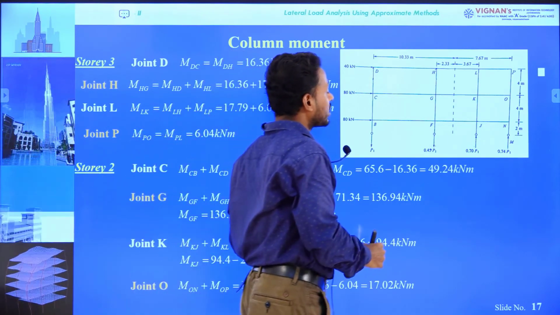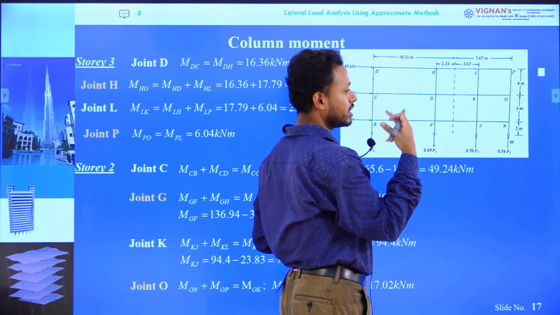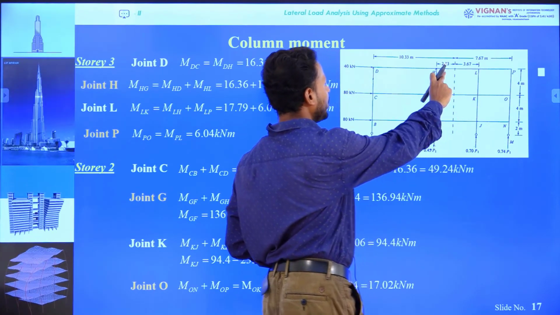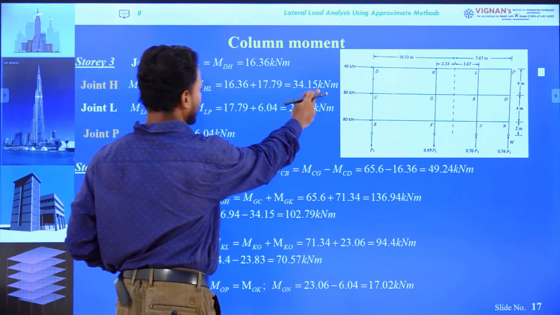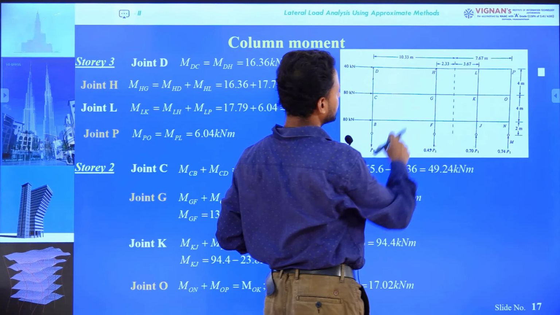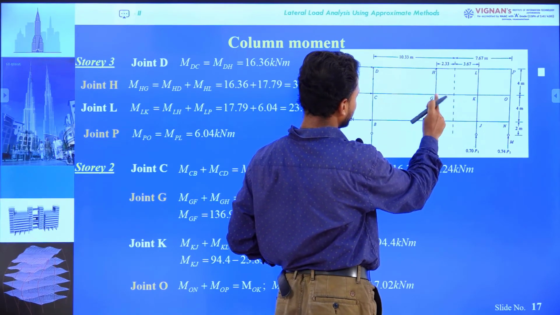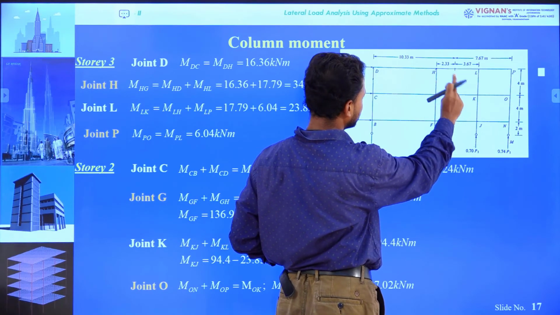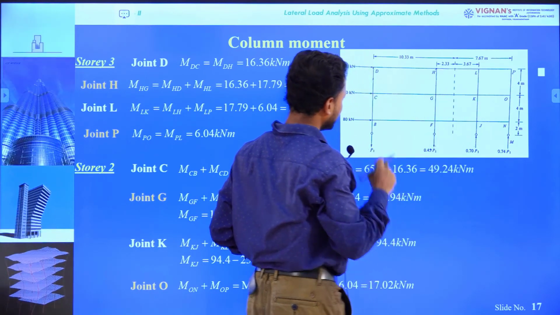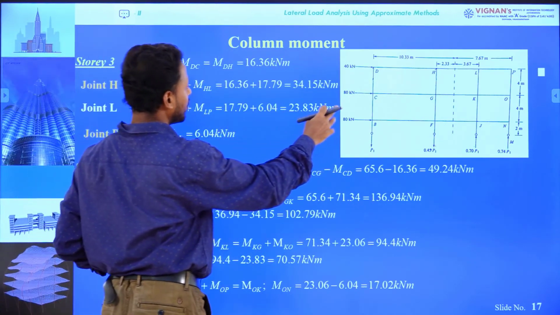108.79. So what I am doing, this beam moment and this beam moment we calculated in the earlier slide. This column moment we calculated here, that is HG, 34.79. So if you subtract this moment from this moment plus this moment, you will get this moment, because this beam moment plus this beam moment will be equal to this column moment plus this column moment. So in this way you can calculate the column moment of GF.